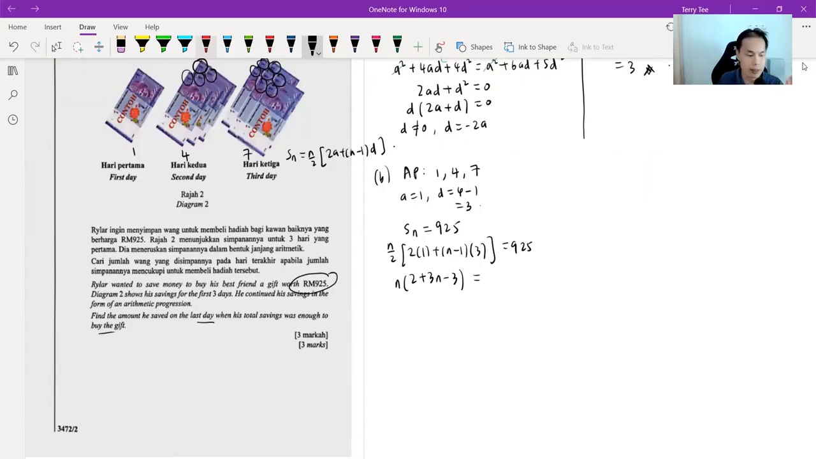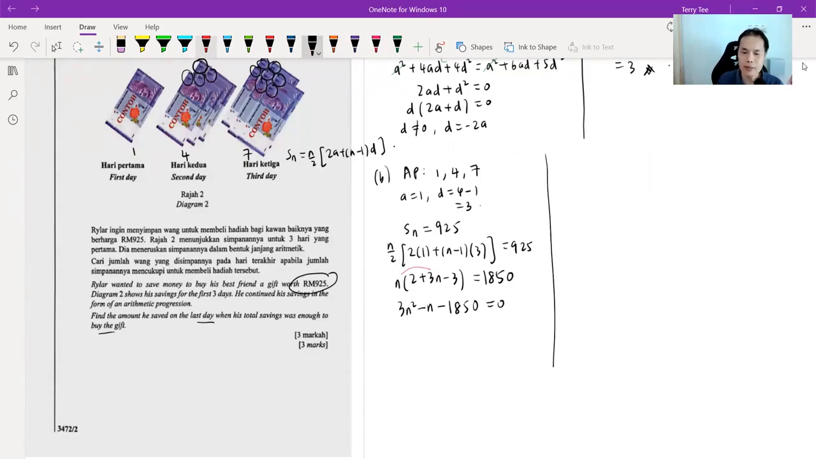The 2 on the left, I times it over. This number is bigger. 9 times 2 is 18, 25 times 2 is 50, so 1850. Expand the bracket, multiply this inside. Okay, so this will give us 3n squared. Now 2 minus 3 is -1. There's an n inside, so it's minus n, equals 1850.